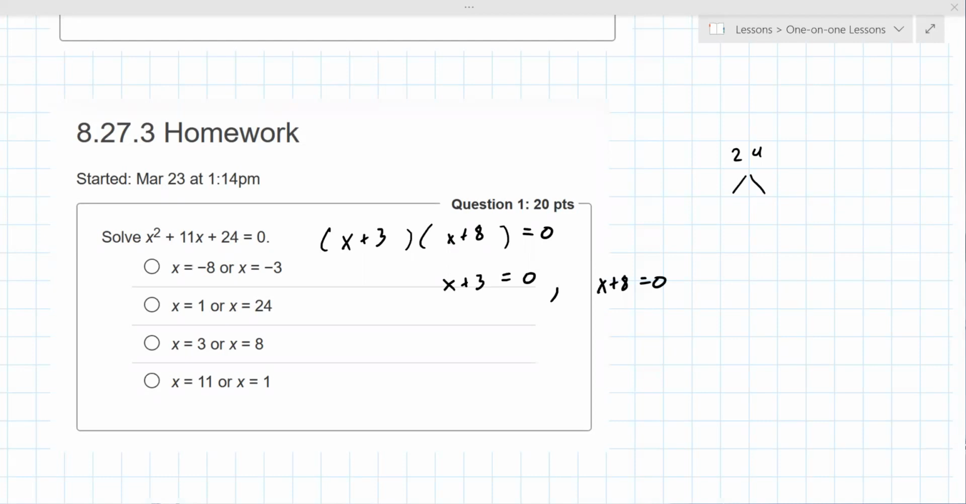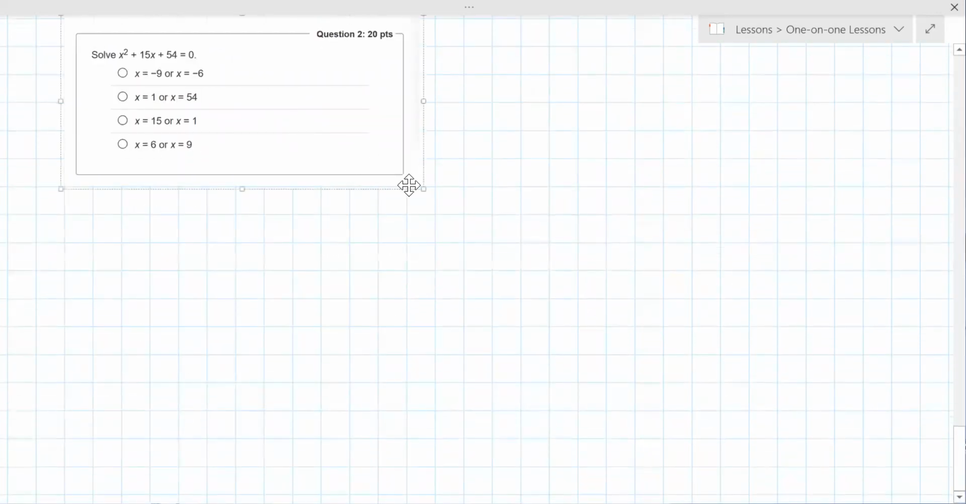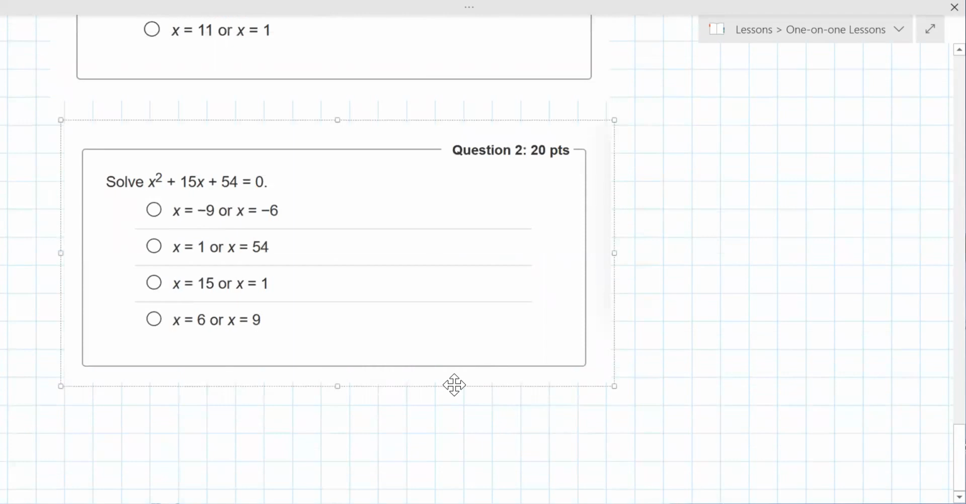All right, let's look at the next one. You have your choice here. You can factor or use the quadratic formula. I would factor this. I'm going to step away for about 30 seconds. I'll be right back. The answer is letter A.